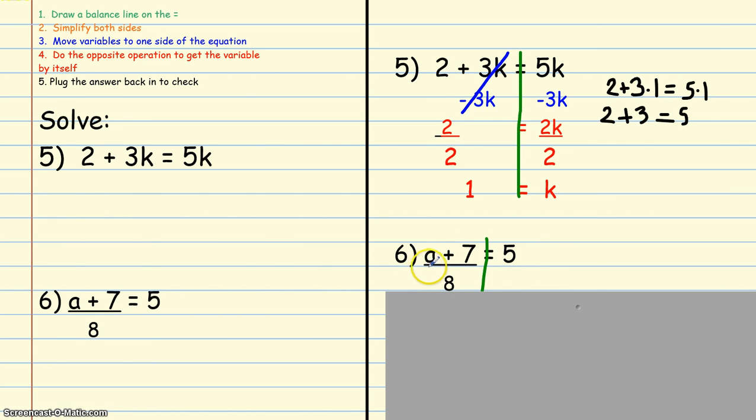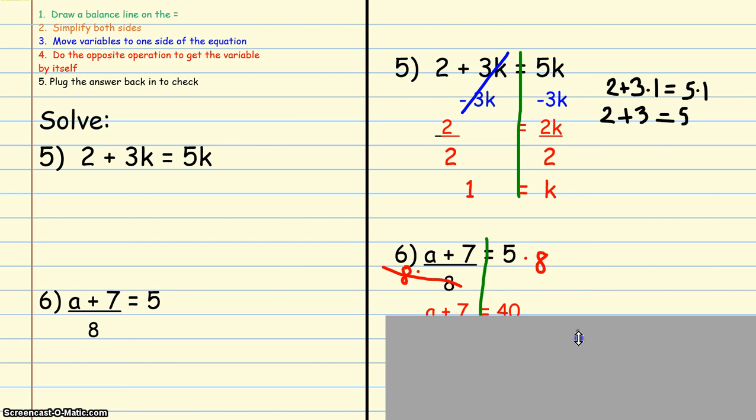Now, as we take a look, our division goes all the way across. That means we need to get rid of this divided by 8 first. So instead of the opposite of dividing by 8, we are going to multiply by 8. So I'm going to multiply by 8 on both sides. As I do this, dividing by 8, multiplying by 8 cancels out, and we are left with just a plus 7 on the left-hand side. On the right-hand side, 5 times 8 is 40.